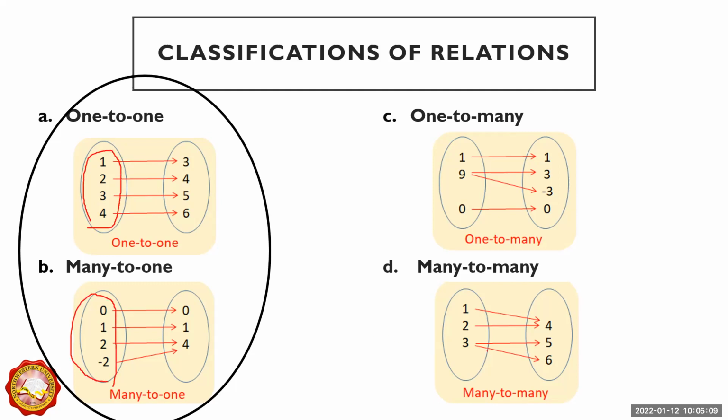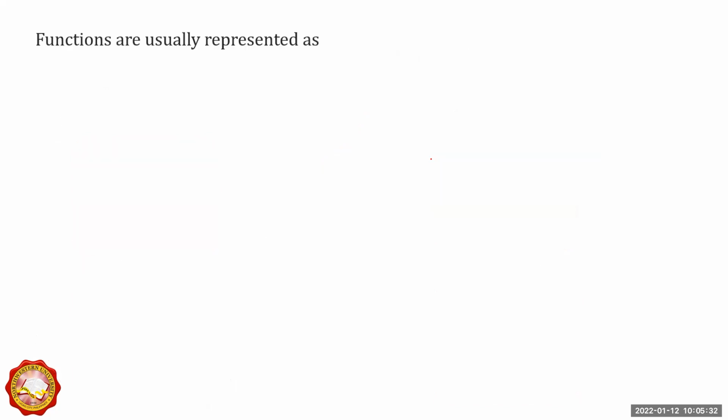Okay? While here, as you can see, pwede siyang 3, 5, pwede siyang 3, 6. Dito naman, 9, 3 or 9, negative 3. Naulit yung 9, which is classified to be not a function. Therefore, ang ating function lamang dito sa apat na classification ng relation ay dalawa. One-to-one and many-to-one. Now, functions are usually represented or presented in many ways.